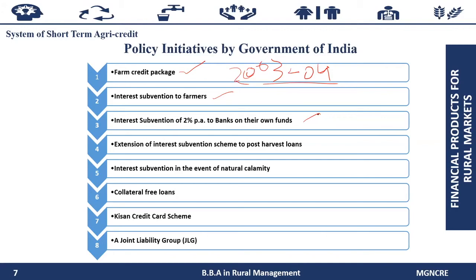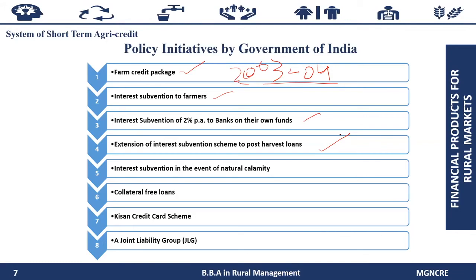Then the extension of the interest subvention scheme to post-harvest loans. So as to discourage distress sale among farmers, and encourage them to store their produce in the warehouse against the warehouse receipt, the interest subvention scheme has been extended to marginal and small farmers having a Kisan Credit Card for a further period of up to 6 months post-harvesting, at the same rate as is available for the crop loan, against the negotiable warehouse receipt to keep the produce in the warehouses.